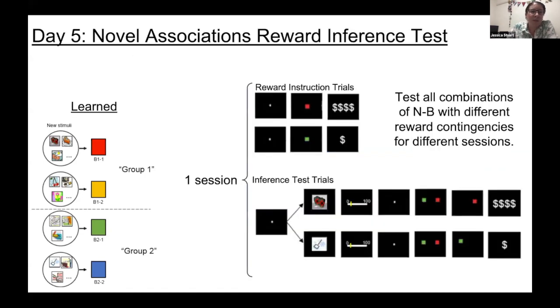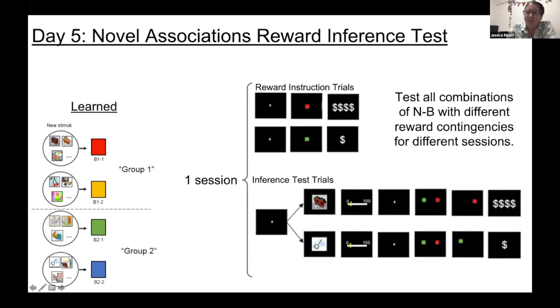After that, we're going to give them essentially the same task as we did with the other stimuli, where we instruct them that one of the B stimuli for one group is related to large reward, and the B stimulus from the other group is related to smaller reward, and test to see if they can follow through and pick the right things to show that they've understood that these belong together.